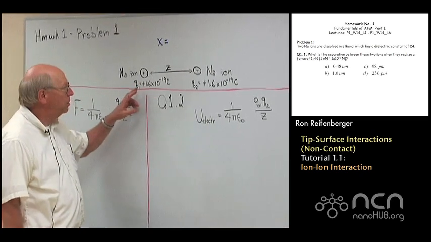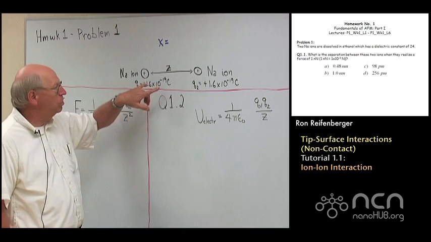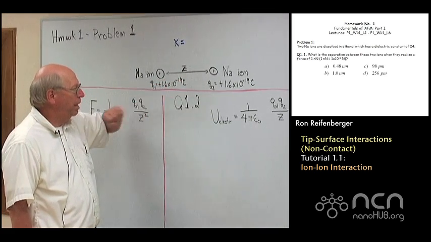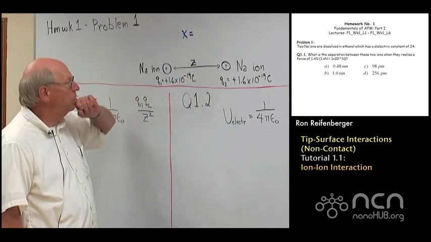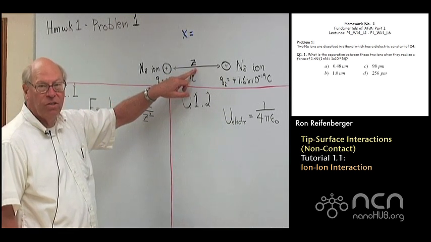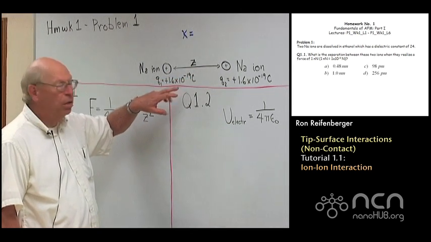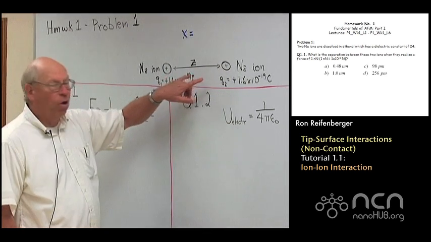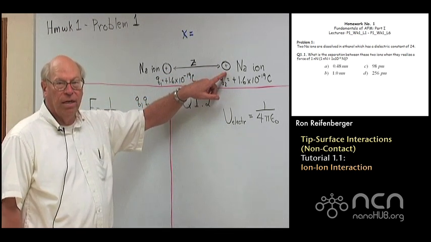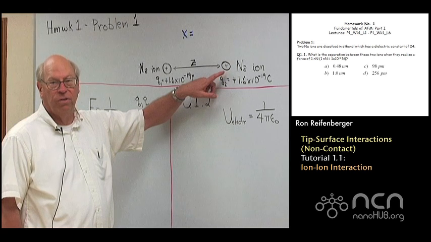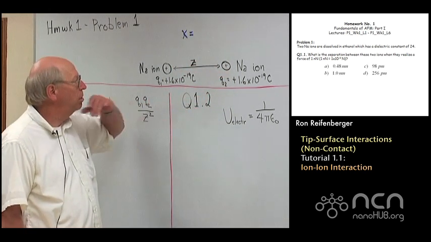Problem 1 just asked you to calculate the force between two sodium ions that are separated by a distance z. We want this force to be 1 nanonewton, and we want to find out the separation z that's required for this 1 nanonewton force. The force is repulsive because the sodium ions are both positively charged. We're not terribly interested in whether the force is attractive or repulsive. We just want the magnitude of the force.